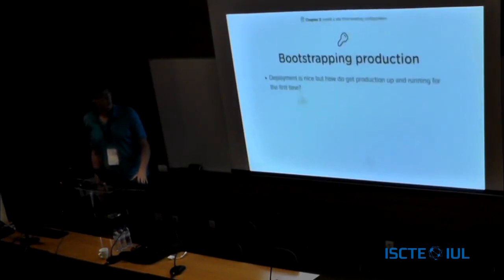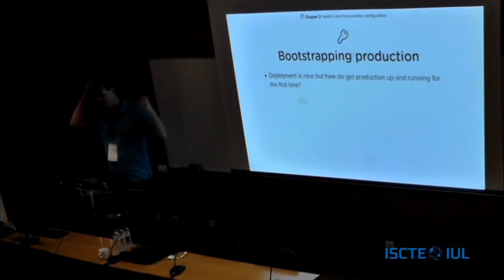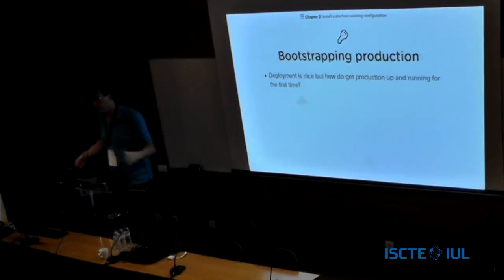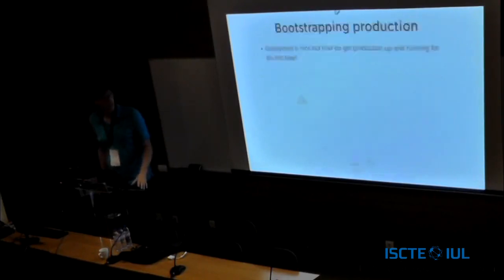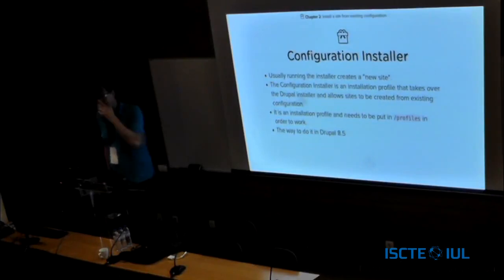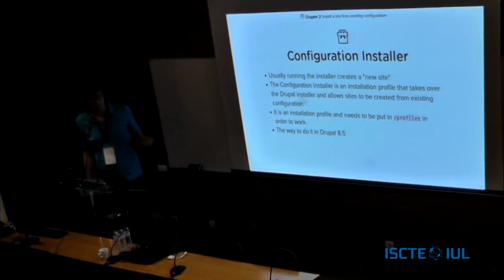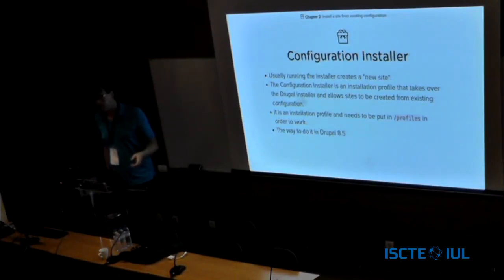So the first part in using configuration for the same site is installing from existing configuration. The workflow that's currently in core assumes that you already have two sites in different environments. And how you get there is with a dump of the database, but of course we want to avoid that. So there's a custom profile called config installer, and in my opinion it should be used on every Drupal 8.5 project or before.